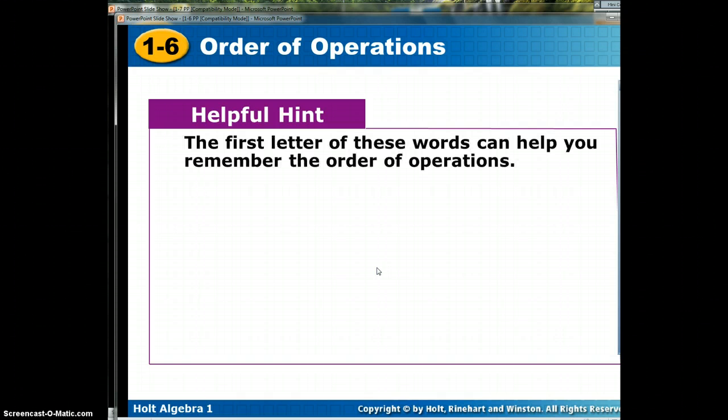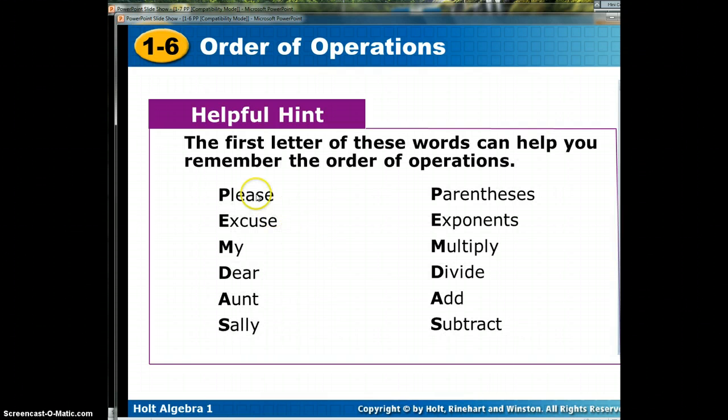Okay. In order to remember order of operations, you could go with, please excuse my dear Aunt Sally. Lots of times people remember that because the first letters there are the same as the first letters in parentheses. That's grouping symbols. Exponents, that's powers. Multiplication and division in order from left to right. Addition and subtraction in order from left to right. You could remember, please excuse my dear Aunt Sally, or you could just remember the first letters and the word PEMDAS. P-E-M-D-A-S. However you want to do it, you just need to remember order of operations.